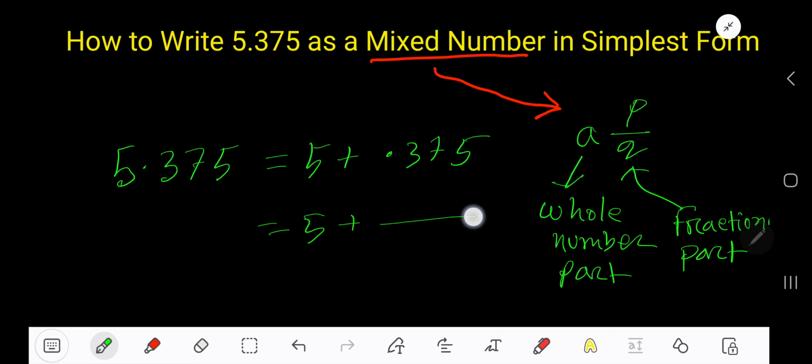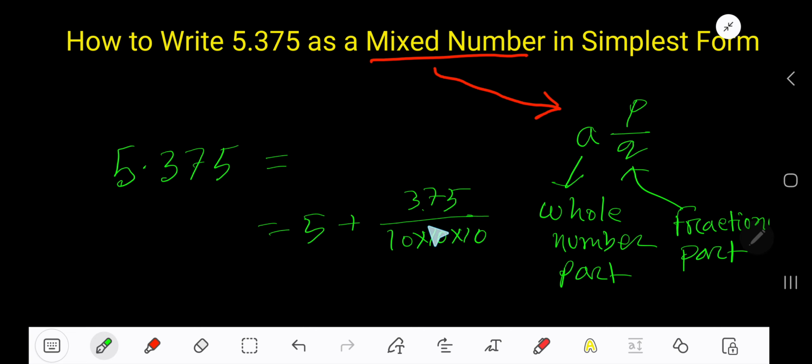So how to convert? We need a numerator and a denominator. For the numerator, skip the decimal and write the number you are getting. For the denominator, for every digit after the decimal you have to consider 10. We have 3 digits, so write 375 over 10 times 10 times 10, as a multiplication. Now you need to reduce this fraction.